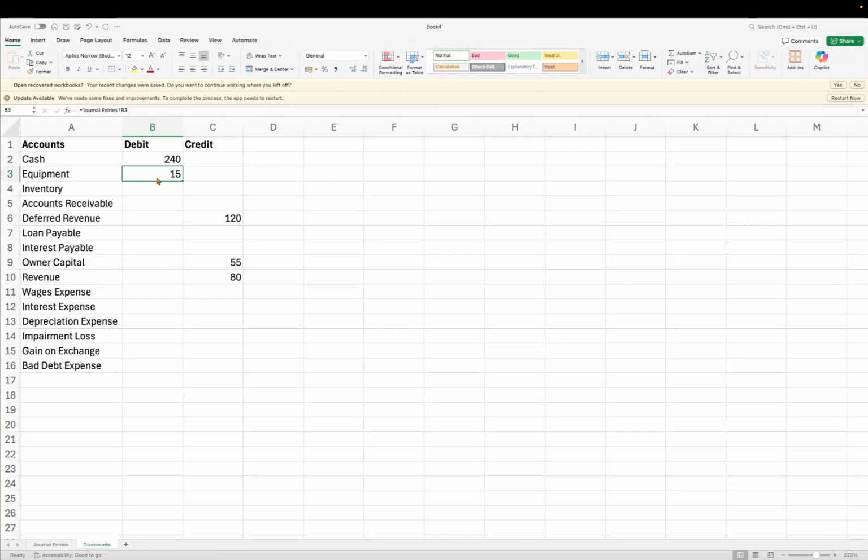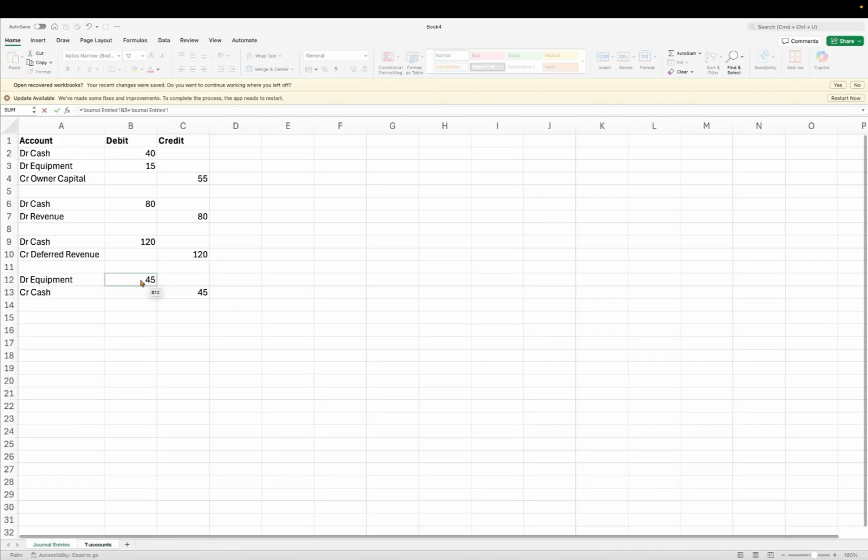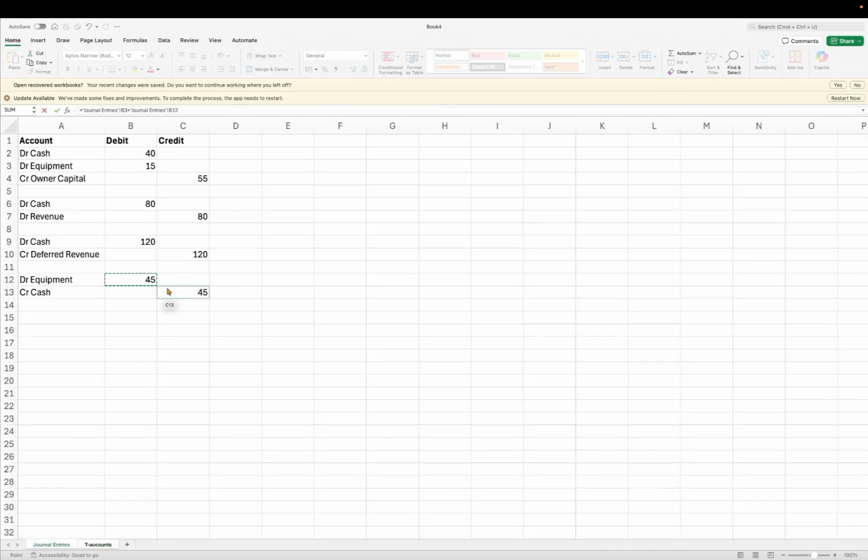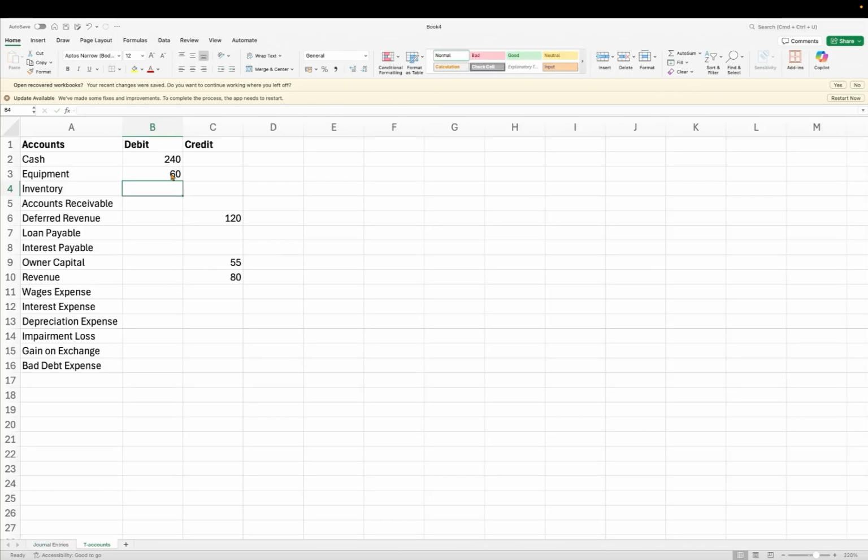So I'm adding the new one to the existing balance, making it this way. That's 45. Great. So the equipment account now shows a total debit balance of 60. Next we've got the credit portion of the transaction. The journal entry shows a credit of 45.